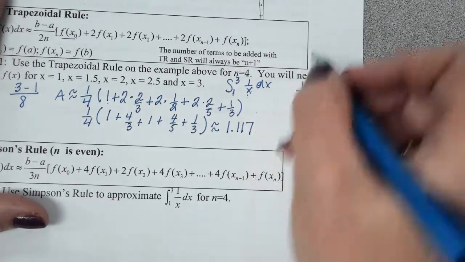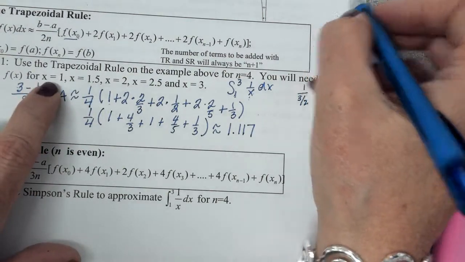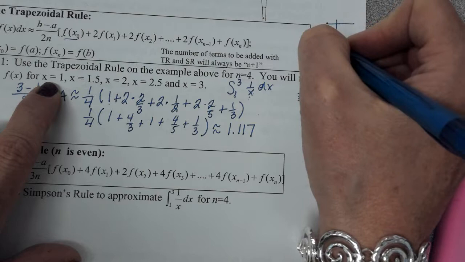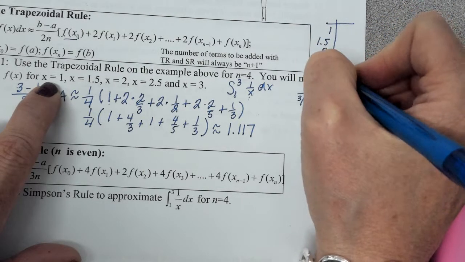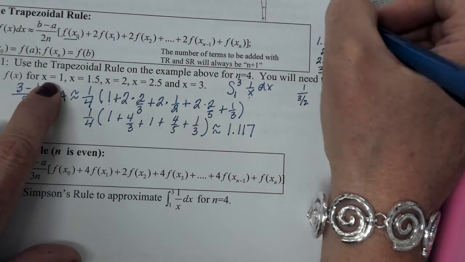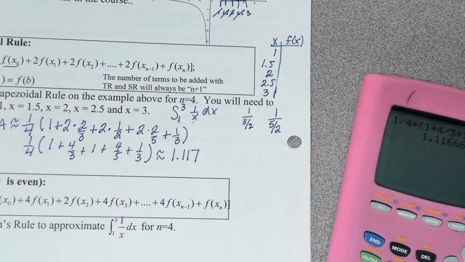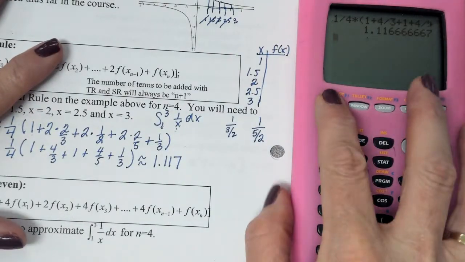Now, guys, remember what we were doing here. We needed to know the f of x values for 1, 1.5, 2, 2.5, and 3. Here's another way you can find those values. I just plugged them back into the function to find the values, but you could also do this.